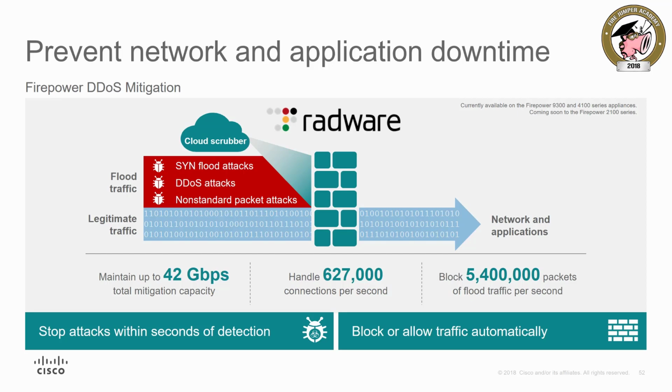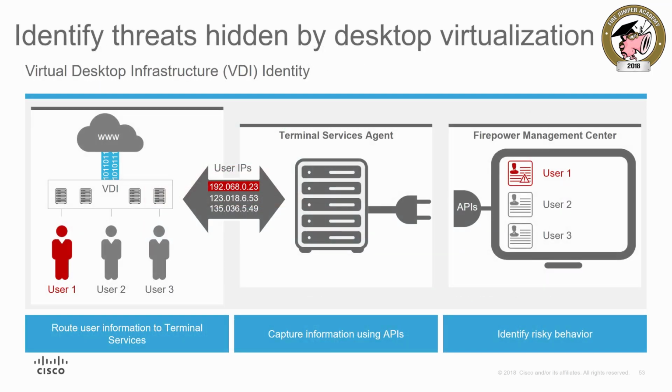Solve your virtual desktop infrastructure security issues by integrating VDI platform identity into the Firepower Management Center. Typically, when virtual desktop users connect to the internet, only the IP address of the VDI platform is visible to the firewall. This makes it very difficult to track suspicious behavior within the network. But you can use a terminal services agent to track the IP address of the individual virtual desktop users, then connect it to your Cisco Firepower Next-Gen Firewall using the RESTful API.